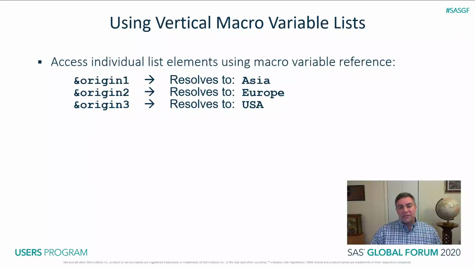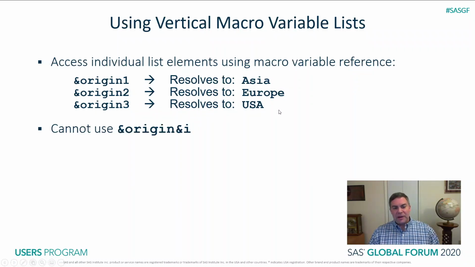Now let's talk about using vertical macro variable lists. This is where the syntax gets to be a little bit more challenging. If I want to access the macro variable origin1, that's the first item in my list, I just say ampersand origin1, and that's going to resolve to Asia. If I say ampersand origin2, it resolves to Europe, and ampersand origin3 resolves to USA.